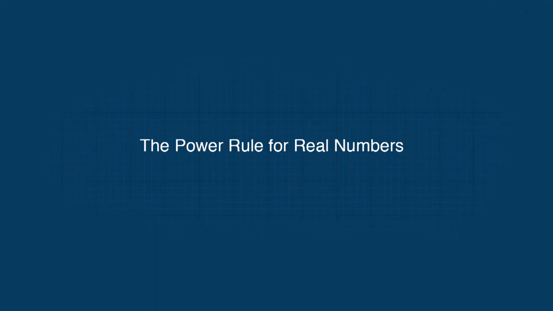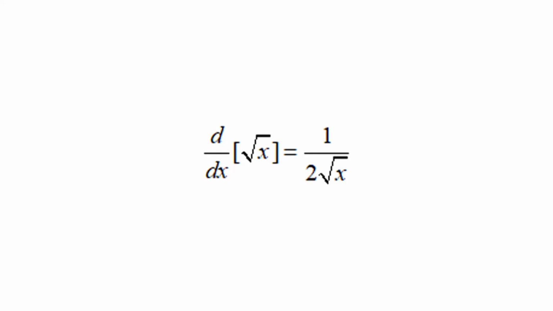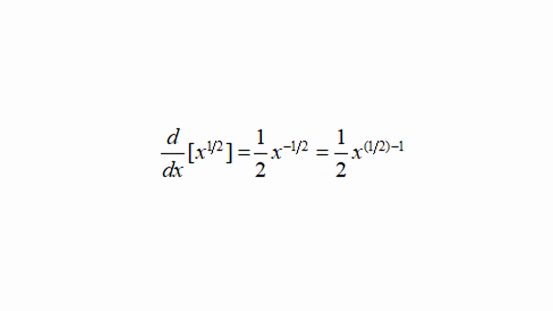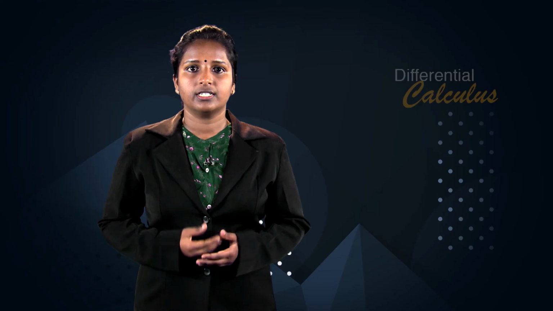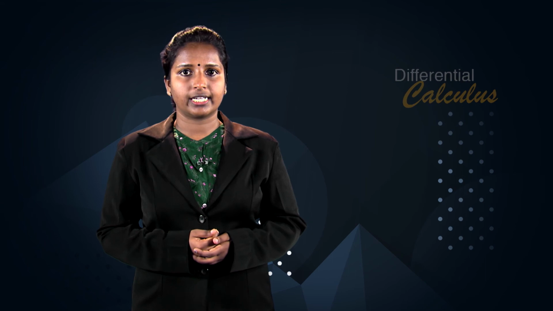The power rule for real numbers. So far we have discussed the power rule for positive and negative integers. In the previous session, we have seen that d/dx of square root of x equals 1/(2 square root of x), that is d/dx of x^(1/2) equals 1/2 x^(-1/2), which is equal to 1/2 x^(1/2 - 1). This shows that the power rule is valid for the rational number n = 1/2 as well. In fact, it can be shown that this formula holds for any real exponent. We state this more general result for our use now.